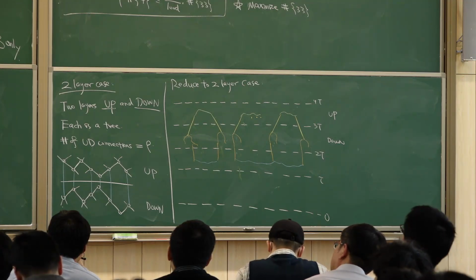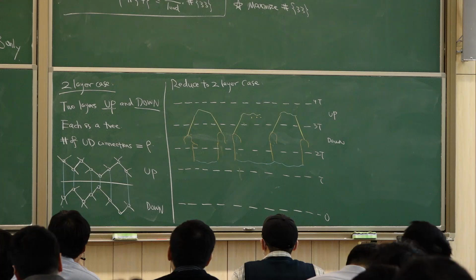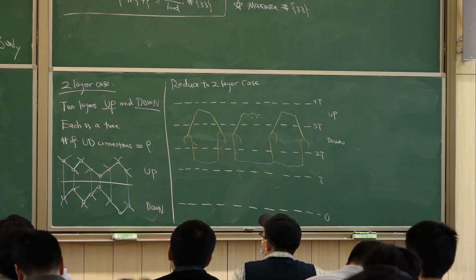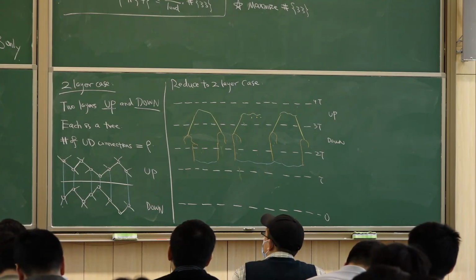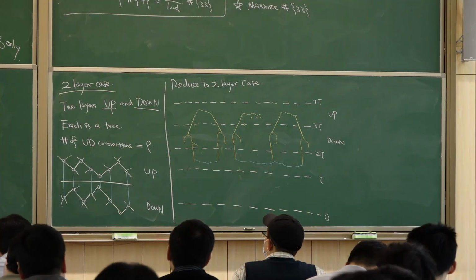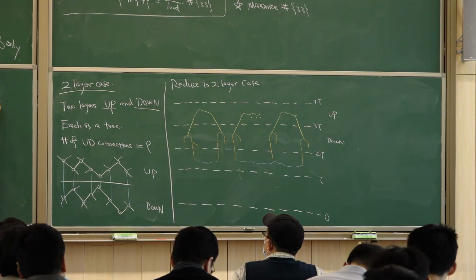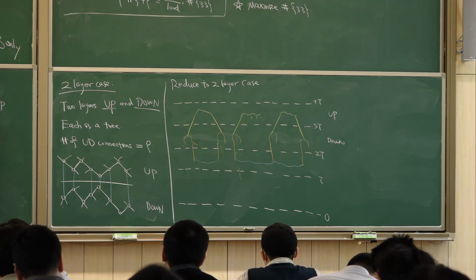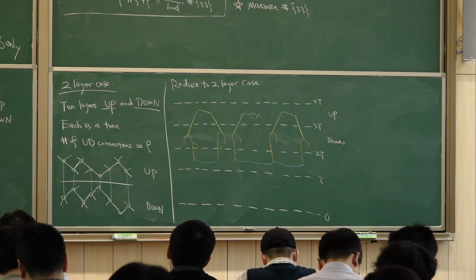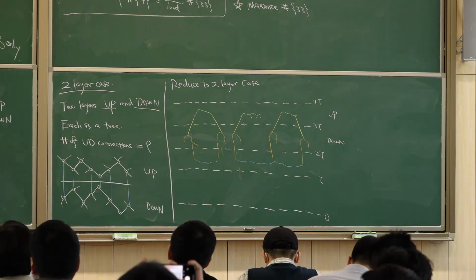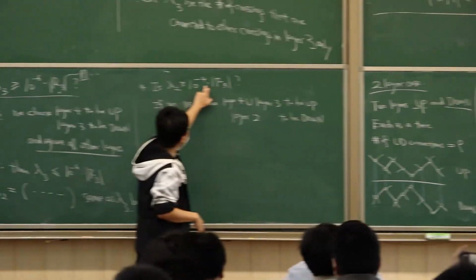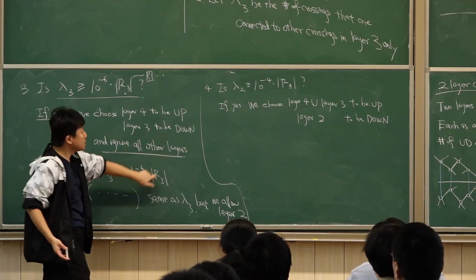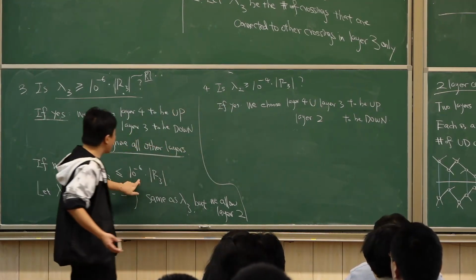if yes, then we choose layer 4 union layer 3 to be up, layer 2 to be down. Okay, so actually, you see, in this case, lambda 2 is bigger than 10 to the minus 4 times this quantity, and lambda 3 is less than 10 to the minus 6 times this quantity. So in particular, lambda 3 is very much smaller than lambda 2.